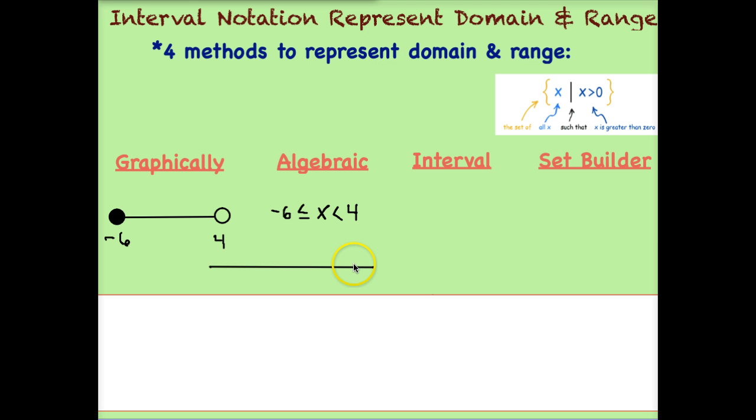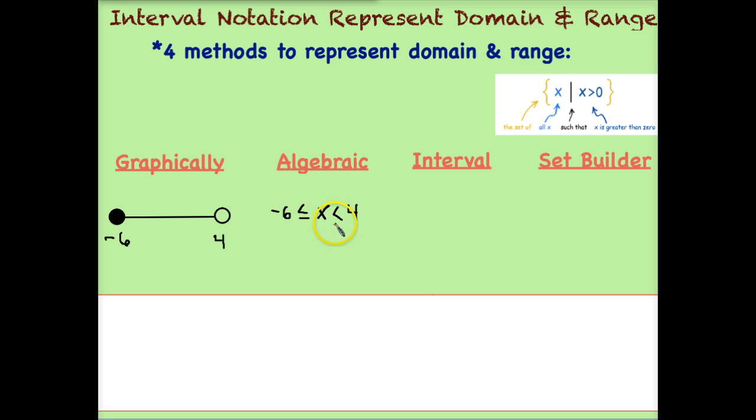Remember that when we color in a -6, that means we are actually including that. So greater than or equal to. Let's now go to interval notation. This is going to be very important because we're going to be using this quite a bit as we move forward in this course. So it's important that you understand how to write domain and range using interval notation.